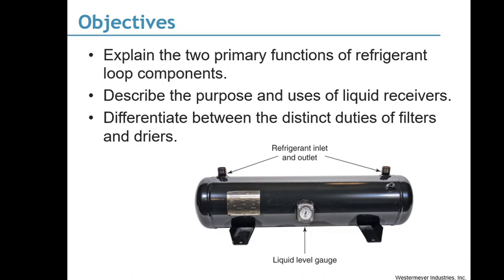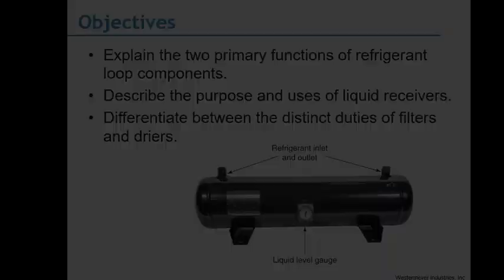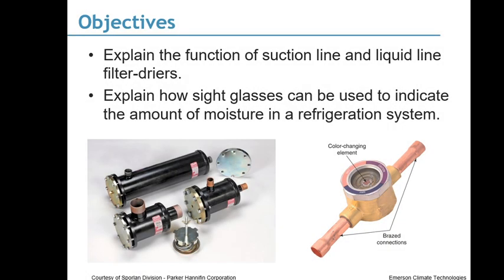Explain the two primary functions of refrigerant loop components. Describe the purpose and use of liquid receivers. Differentiate between the distinct duties of filters and dryers. Explain the function of a suction line and a liquid line filter dryer. Explain how sight glasses can be used to indicate the amount of moisture in the refrigerant system.